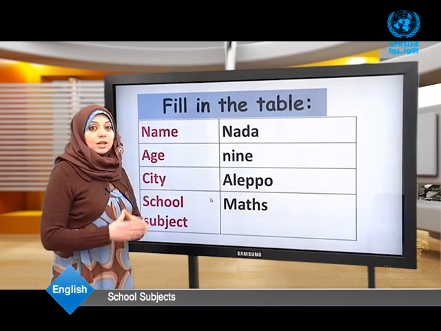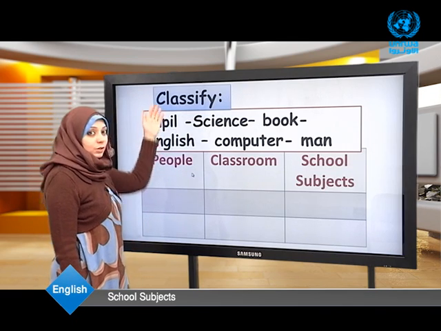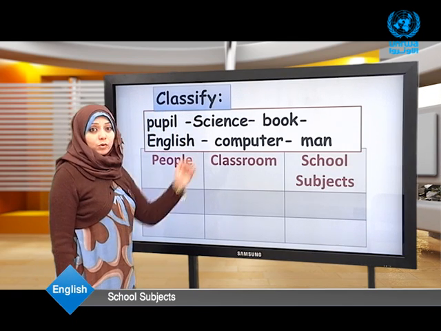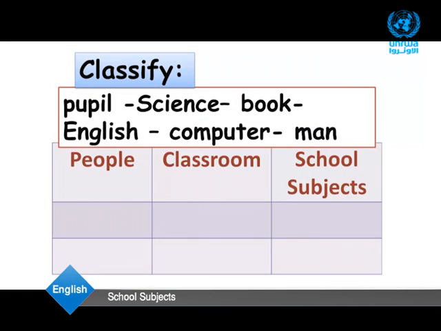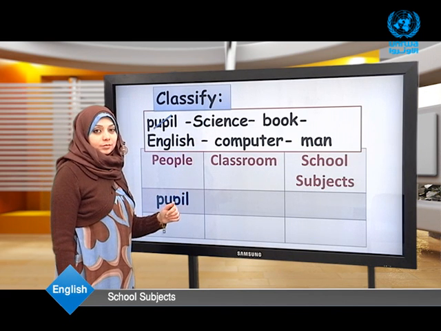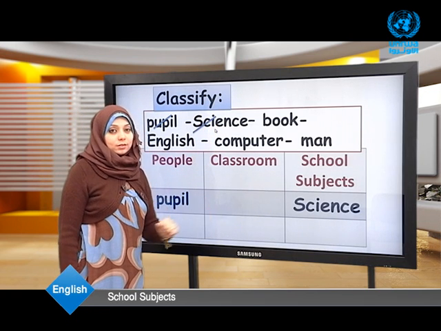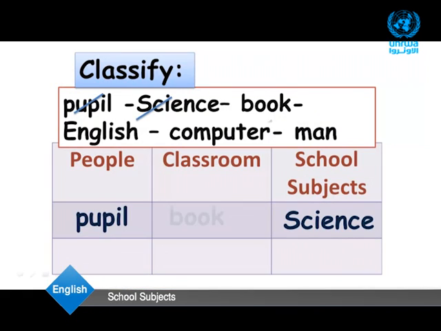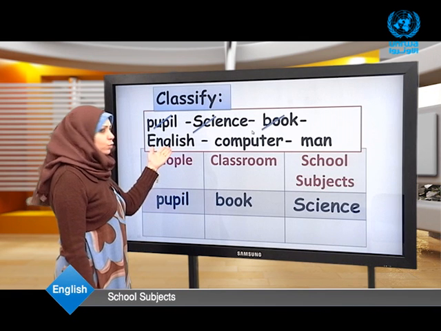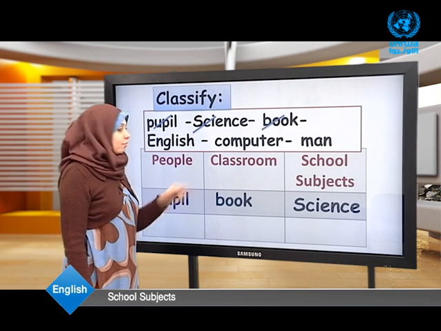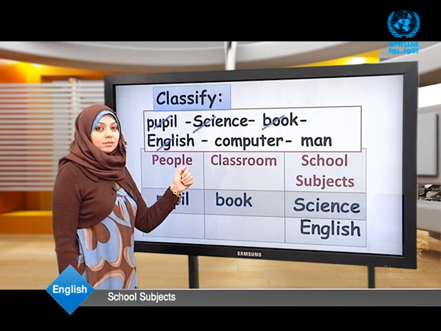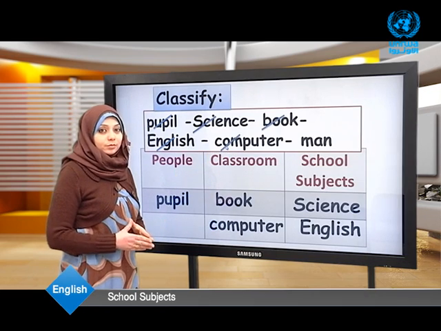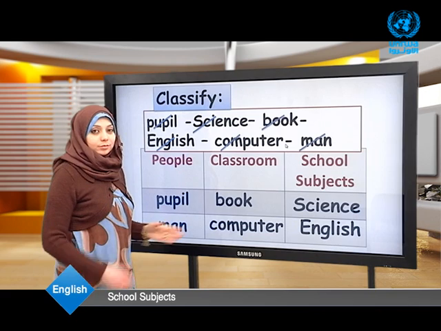Thank you very much. Now, dear students, look with me at this activity, which is classify. Here we have a group of words. You're going to classify them into people, classroom, or school subjects. Let's start. Here we have pupil. Science. Excellent. It's a school subject. Book in the classroom. What about this word? It's English. Very good. It's a school subject. Computer. Very good. In the classroom. And the last one, man.